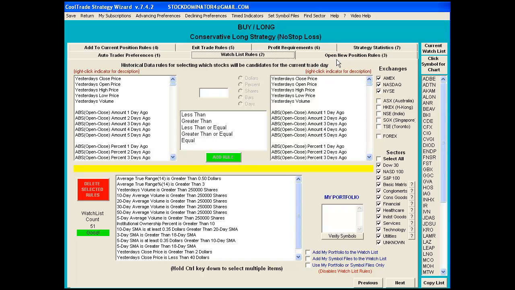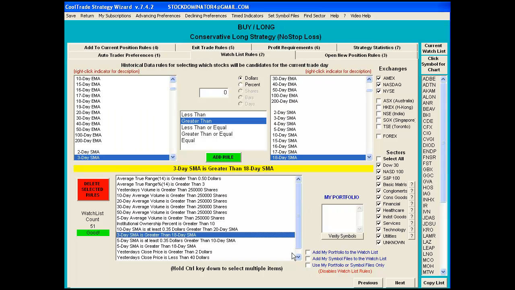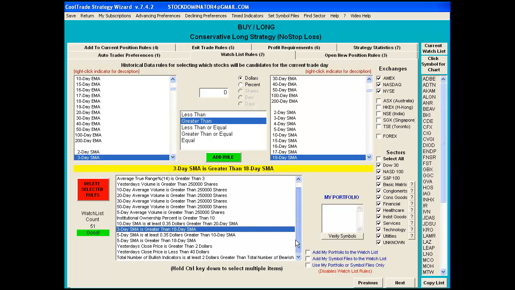The U.S. market is over 8,000 stocks, and for CoolTrade to look at all these different rules for 8,000 stocks, it's just cranking through data the entire day. It's doing it second by second, and it wouldn't be that efficient. So when it narrows it down to 50 stocks or less, it makes your auto trader run quite a bit more efficiently.